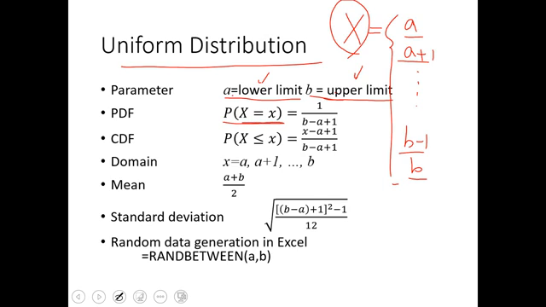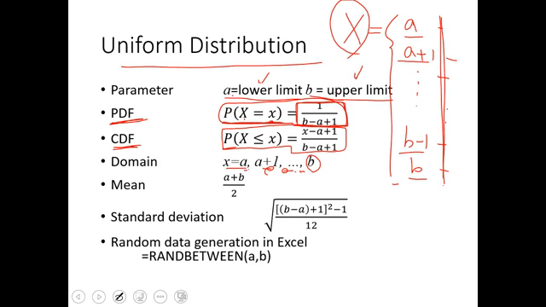The probability that the random variable x has a value between a and b is 1 over b minus a plus 1. That is the probability distribution function. The cumulative distribution function is the sum of them, so that is the cumulative distribution function. So the domain is a, a plus 1, a plus 2, and so on, up to b minus 1 and b. So those are the possible outcomes. That is the domain of the uniform distribution.